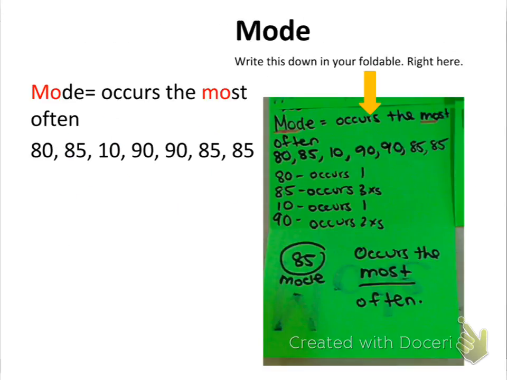All right, now we're going to start talking about the mode. And the mode, if you see mode, it starts with M-O. So does the word most, and the mode is the one that occurs the most. So that's how you can remember that the mode is whatever occurs the most.